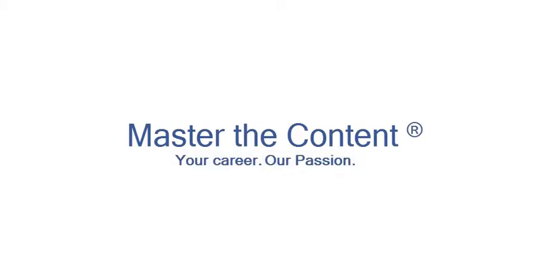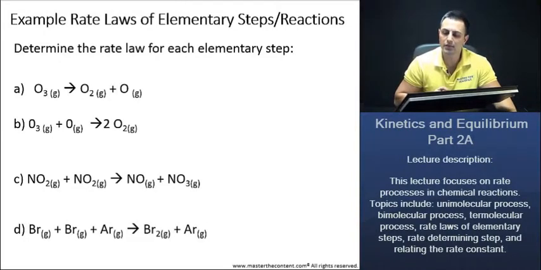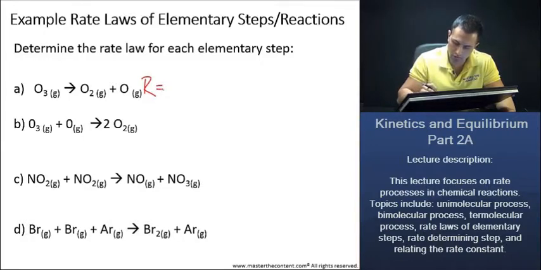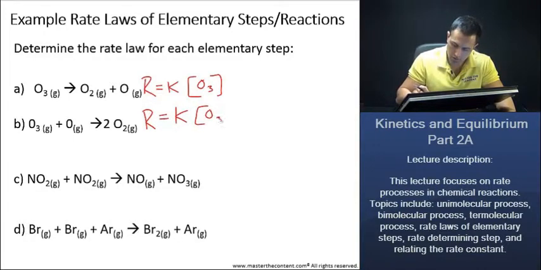Example: rate laws of elementary step reactions. Determine the rate law for each elementary step. Let's take a look here at ozone first. The rate law for ozone, I'm just going to put R standing for rate law, is just going to be that. Now for our second one, our rate law here is just going to be the concentration of ozone and oxygen.